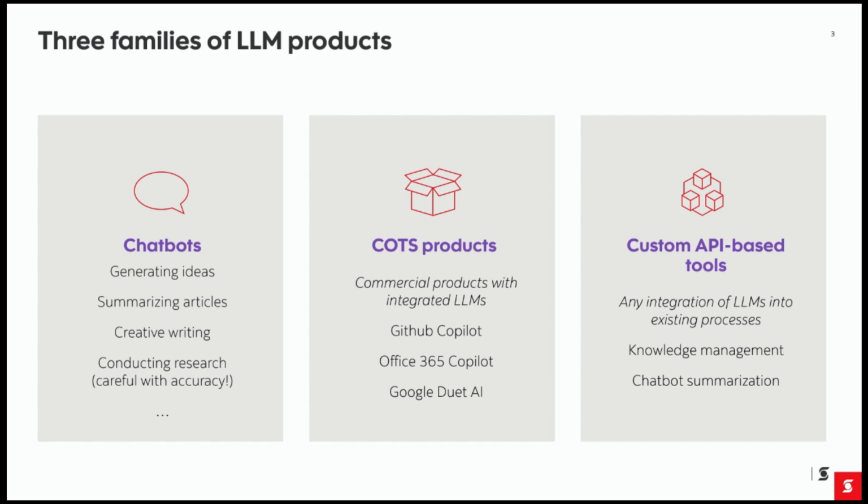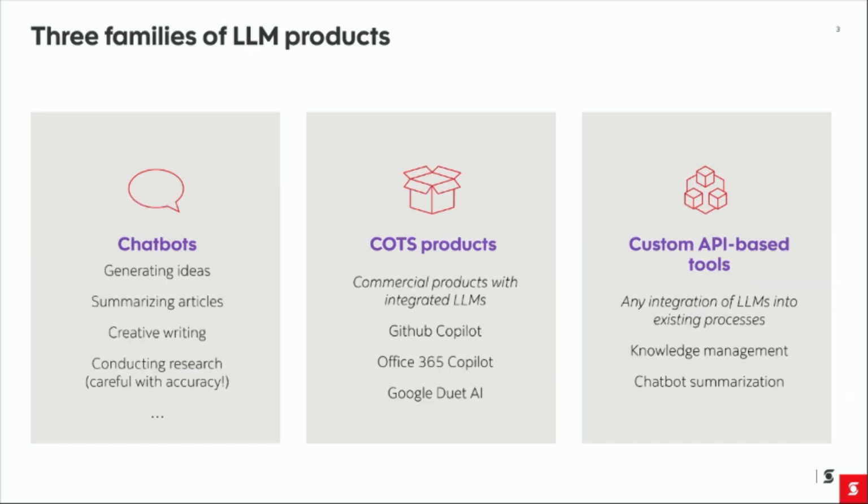The second family of LLM products is the commercial off-the-shelf products that are integrated with LLMs, that have LLMs in them. Examples of that are GitHub Copilot, which helps software developers write software faster. It has been rolled out at Scotiabank for all the software developers who want it, and the pilot users of GitHub Copilot told us that they are between 10 and 20% more efficient. So that means they save up to 1 day per week. For an organization as large as ours, with literally thousands of software developers, this is a very meaningful use case.